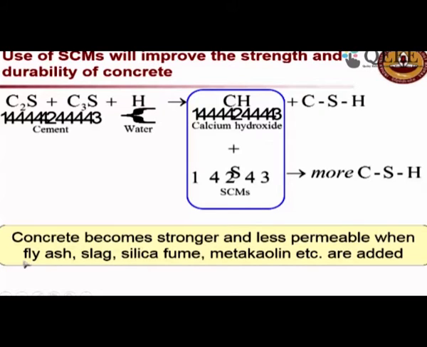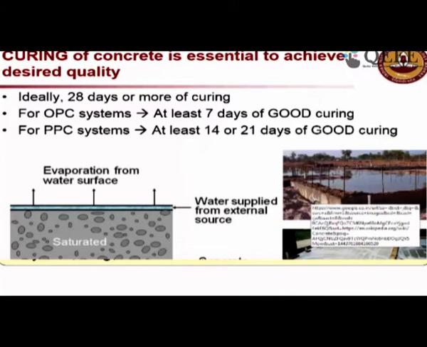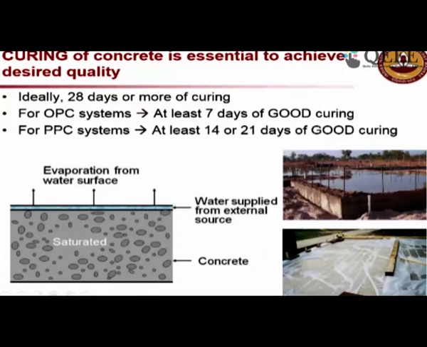permeability can be low when fly ash, slag, silica fume, metakaolin, etc. are added. Actually, I should say it's a replacement. When we use SCMs, we replace some part of the cement, a partial replacement of cement is what we do. We don't actually add. That's not the right term. Now, today we use a significant amount of SCMs in most of our concretes.